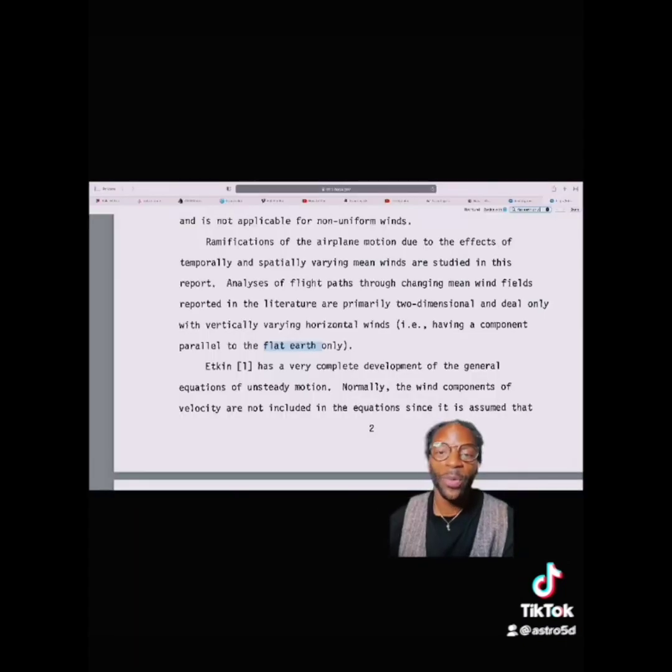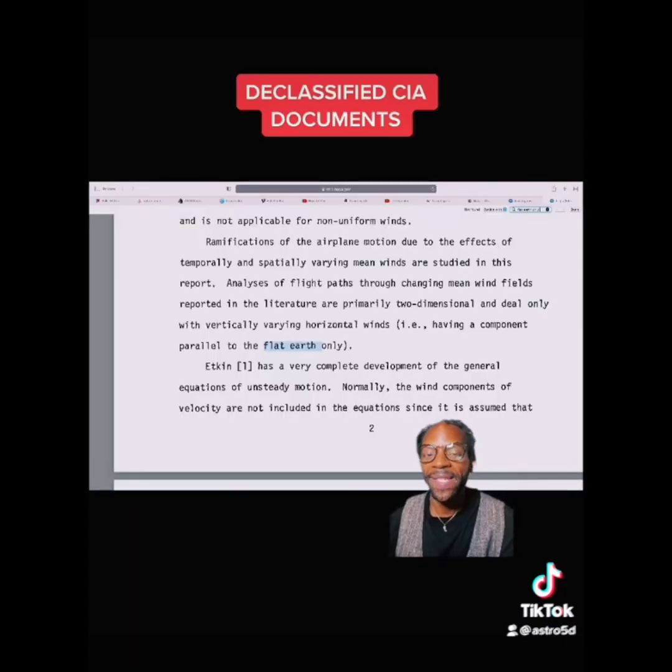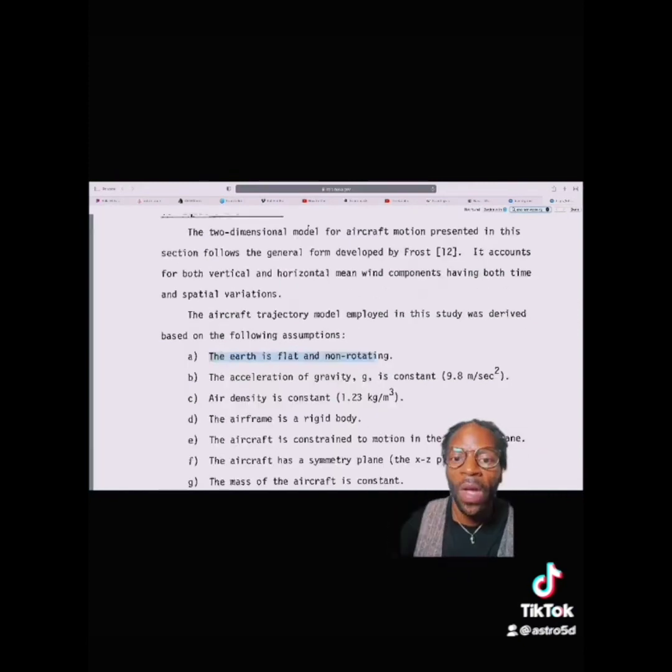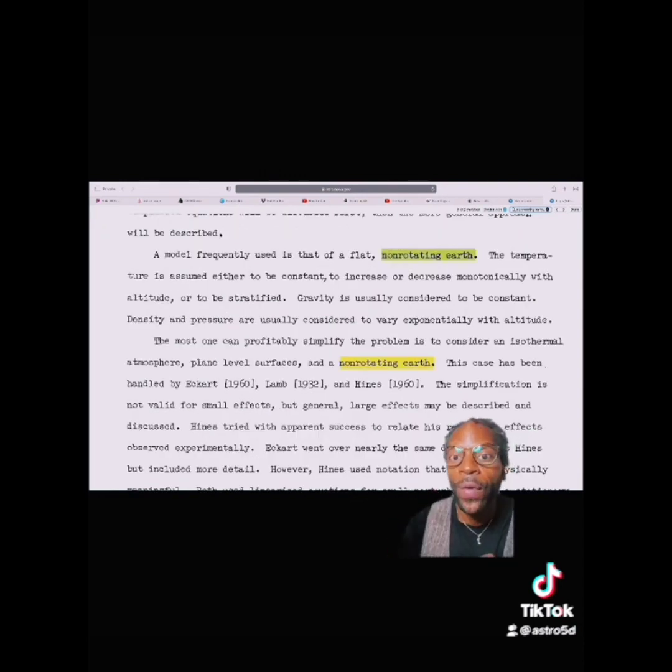Moving on. So we're going to continue with the declassified CIA documents. Okay, so highlighted here, you can see having a component parallel to the flat Earth only. Okay, highlighted here, you have the Earth is flat and non-rotating. It's pretty cut and dry. Then here it says a model frequently used is that of a flat, non-rotating Earth.